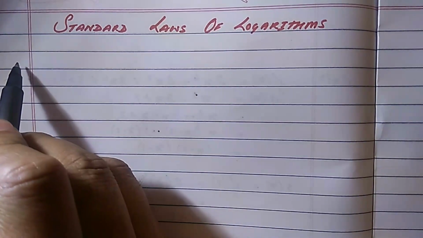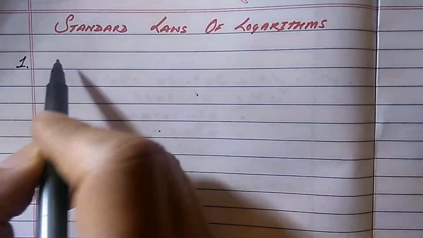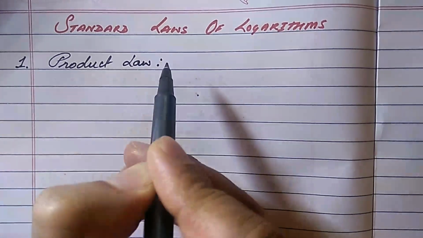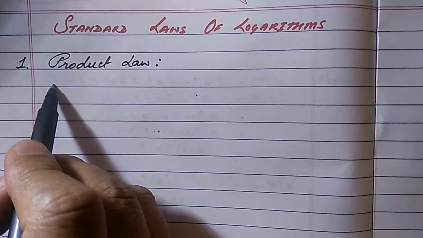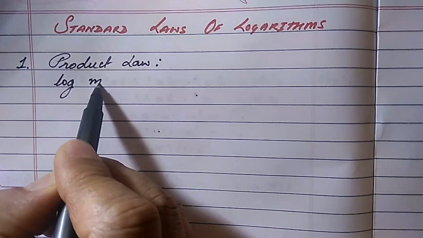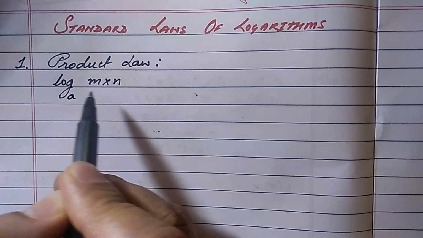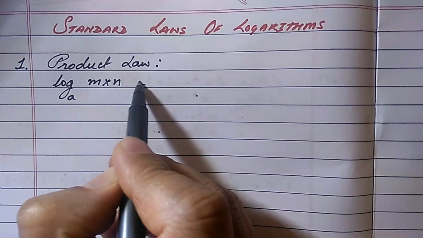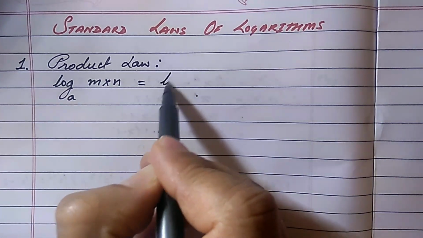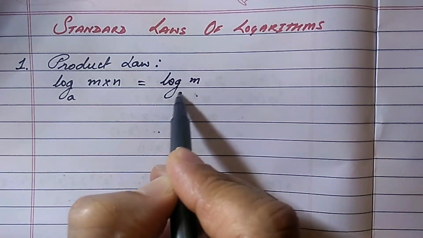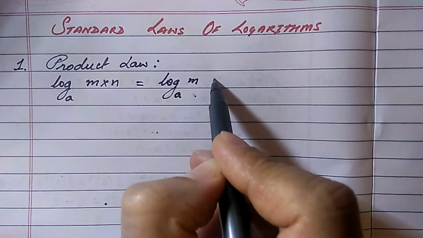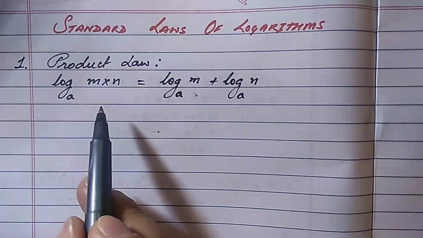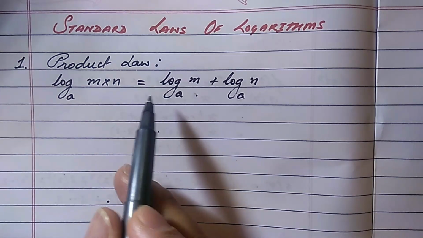The first law is known as the product law. And what does it say? It says if you have log of m into n with base a, that means the product of two values or two quantities, then we can extend this as log of m with base a plus log of n with base a. This law can be extended for any number of products.